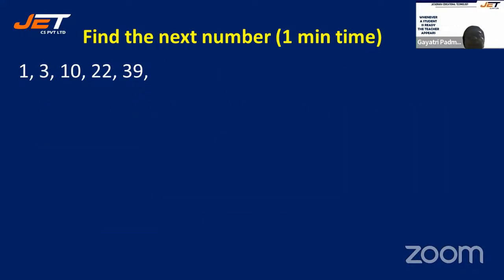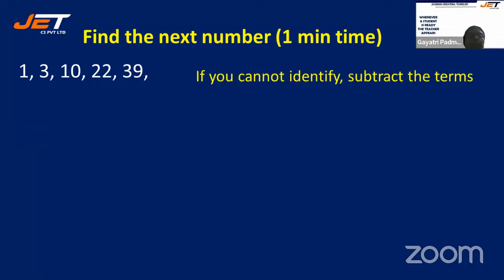We have 1, 3, 10, 22, 39. Now, if you cannot identify, subtract the terms. 3 minus 1 is 2. 10 minus 3 is 7. 22 minus 10 is 12. 39 minus 22 is 17. So what should be the next?